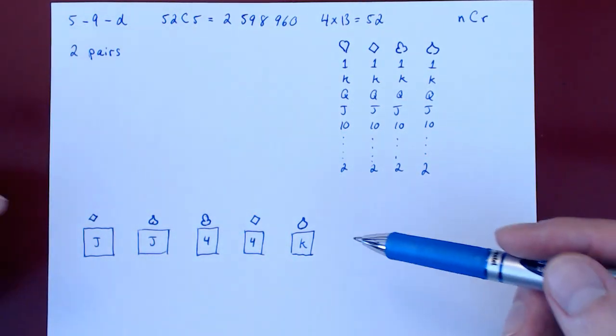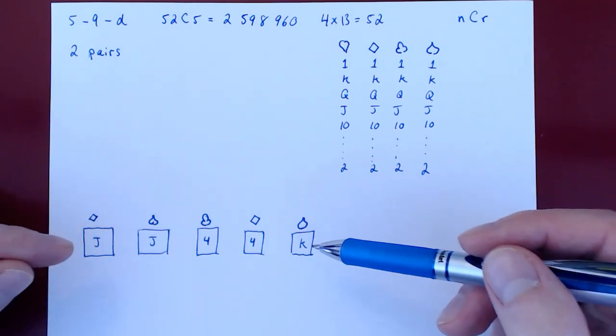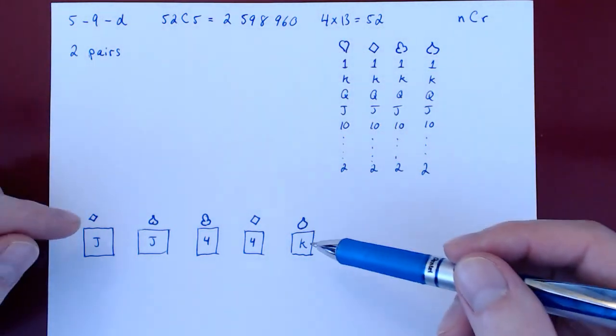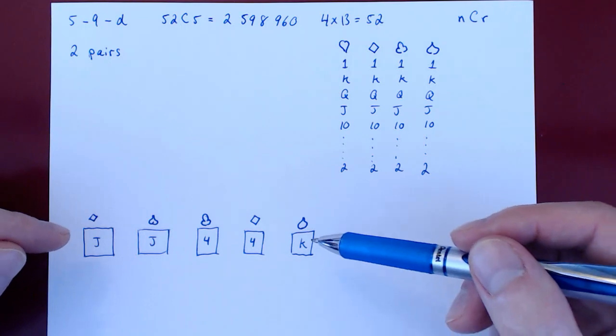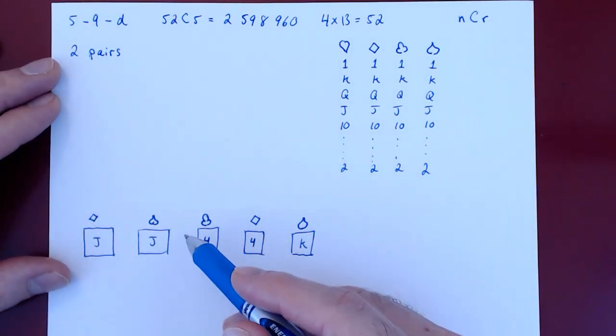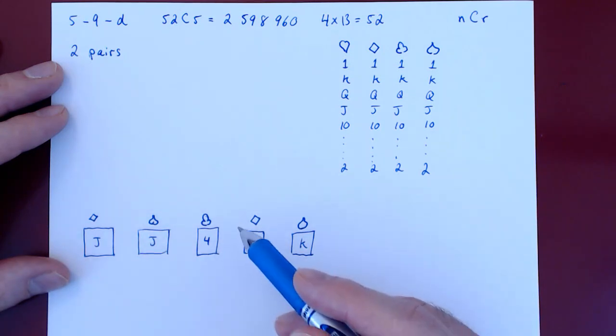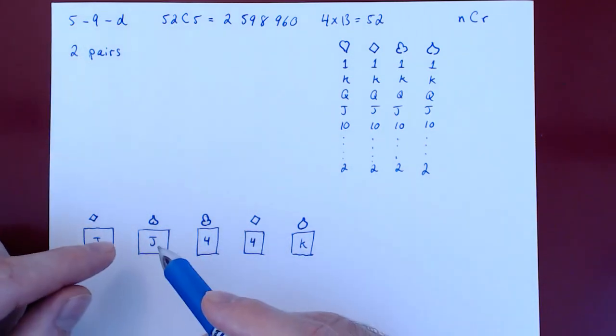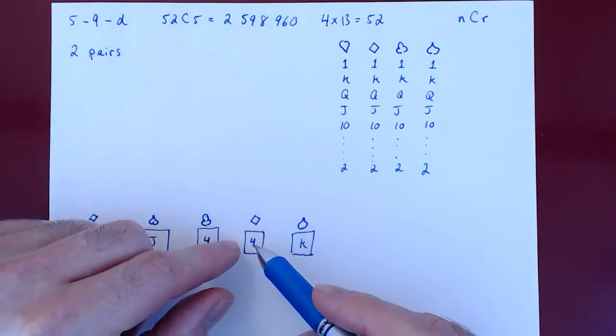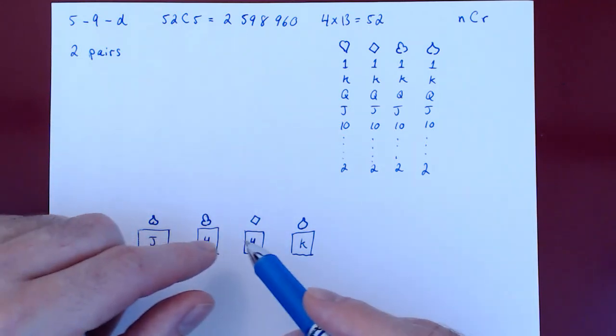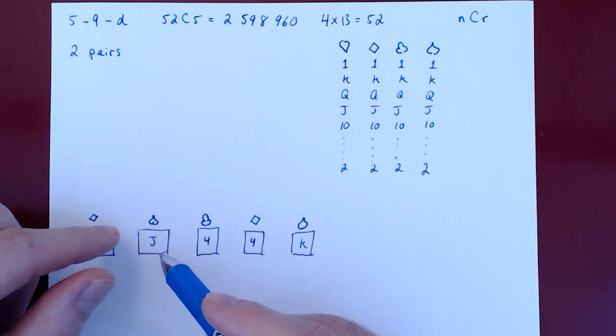So let's try and then count. Now we only have 1 such hand. Let's now try to count all possible such hands. Well, the first thing we do is choosing the kinds of our 2 pairs, right? Is it a pair of jacks and a pair of 4s? Is it a pair of kings, a pair of 3s? Is it a pair of 5s, a pair of 6s?